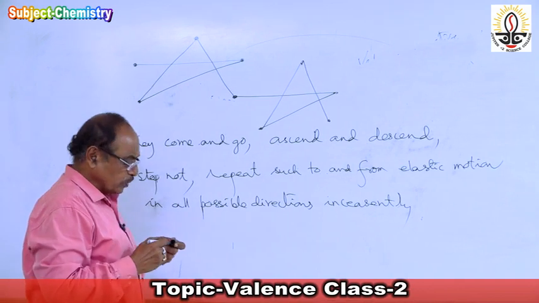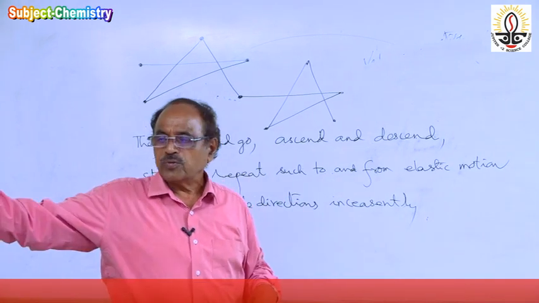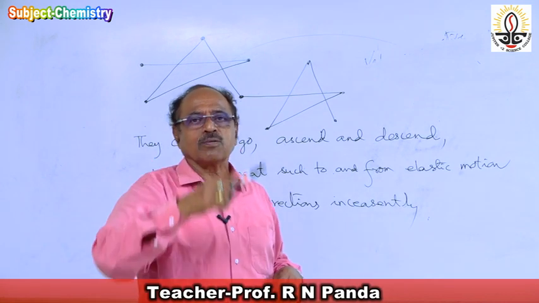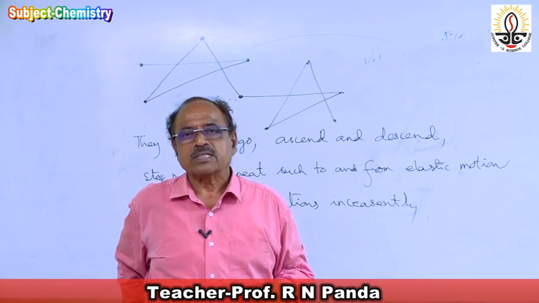Directions, so if you go to east you will find oxygen, if you go to west you will find oxygen, if you go to north you will find oxygen, if you go to south you will find oxygen, if you go to all the four corners.